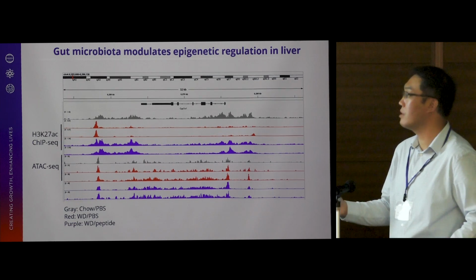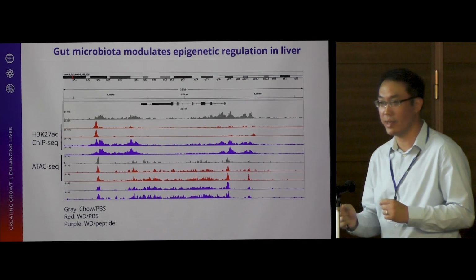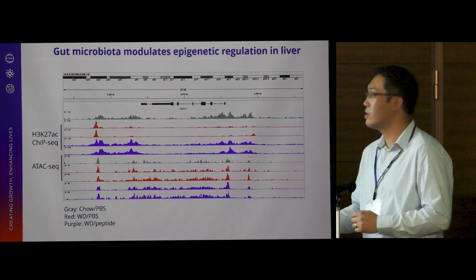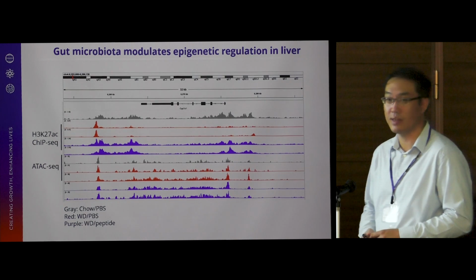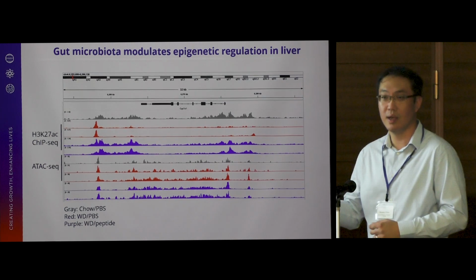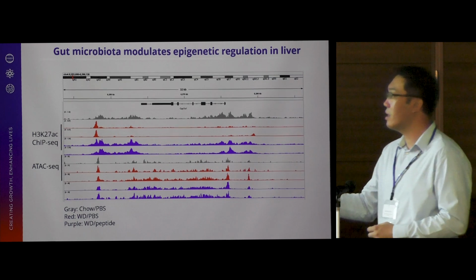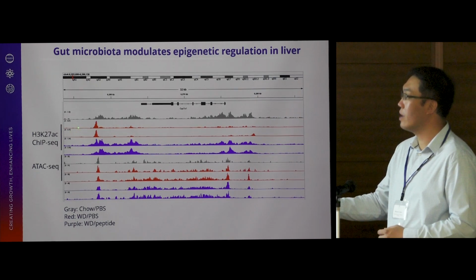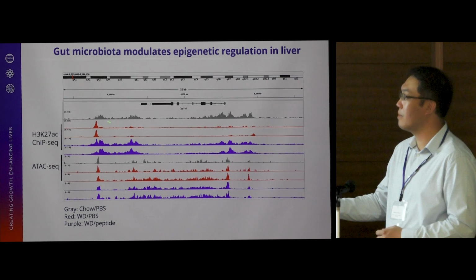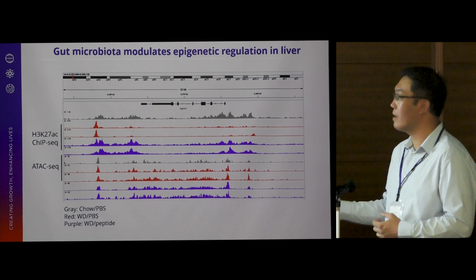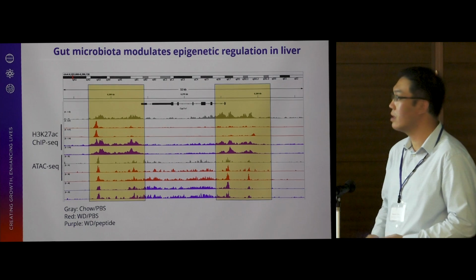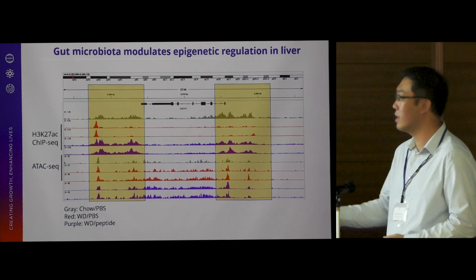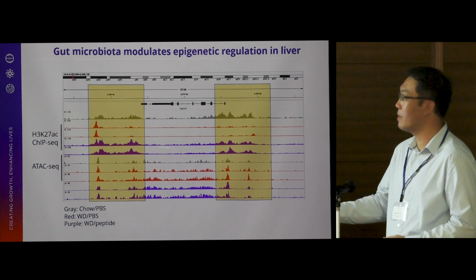So one thing we did first is we want to know if there is any epigenetic change after peptide treatment. So here we performed ChIP-seq looking at histone H3 K27 acetylation, which is a histone mark associated with gene activation. Here you can see by comparing red and blue: red means the animal on the high-fat diet, and blue, purple means the high-fat diet plus peptide treatment.